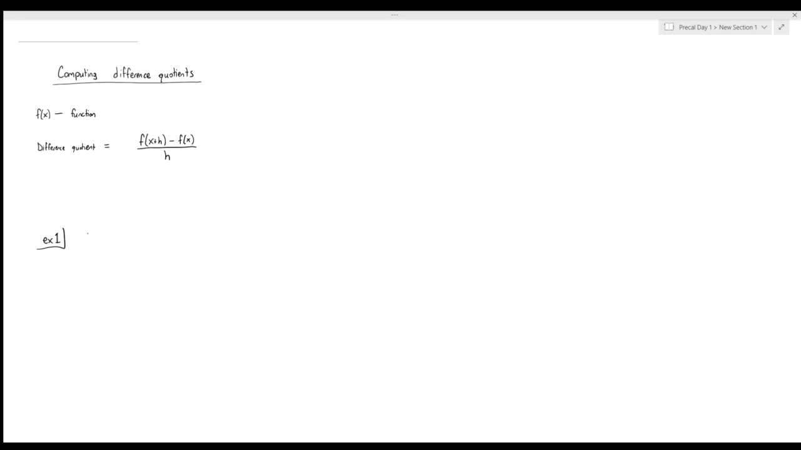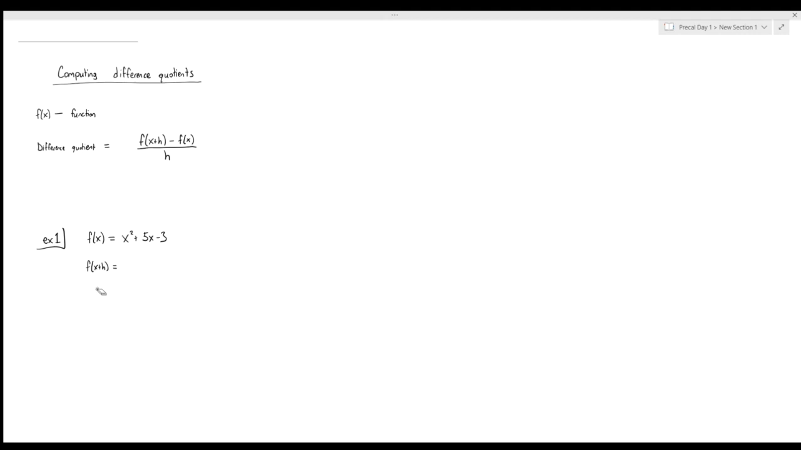And so for the first example, let's look at a polynomial function. So you've got this function here, f of x is x squared plus 5x minus 3. And I'm going to calculate the difference quotient, and I'm going to simplify it a little bit, okay? So in order to calculate the difference quotient, one of the things that we need is f of x plus h.